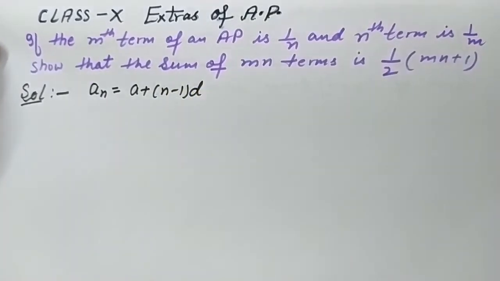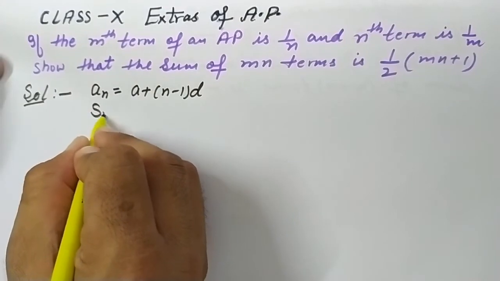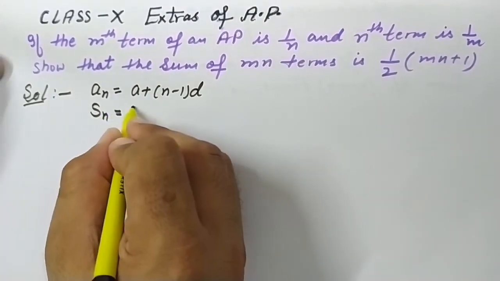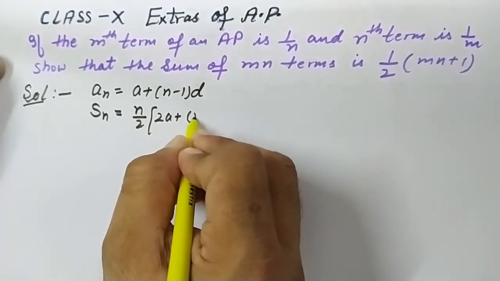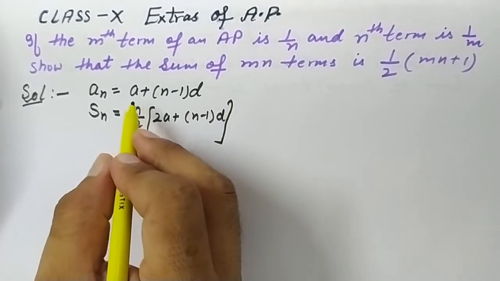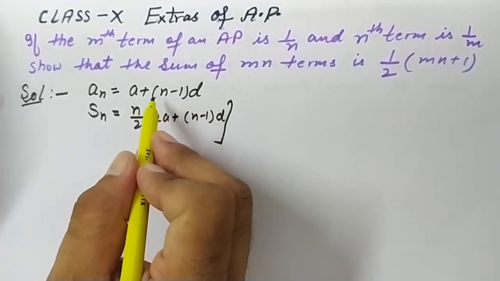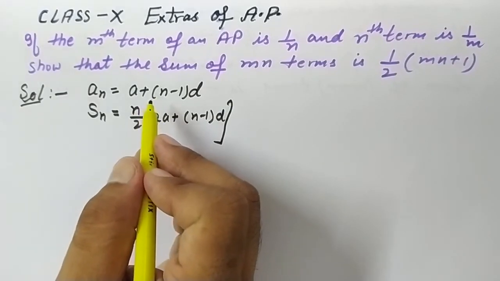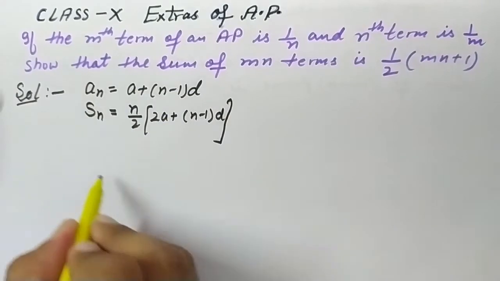So this is to find the general term of an AP. And then to find the sum of n terms of an AP, the formula is n by 2 into 2a plus n minus 1 into d. Here, a is the first term and d is the common difference. n is the number of terms, like nth term, second term, third term, right? So we'll use these two formulas to solve this question.